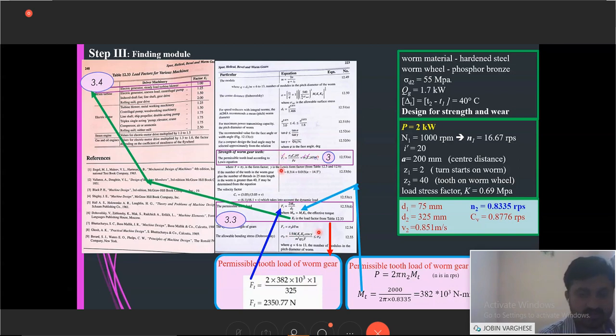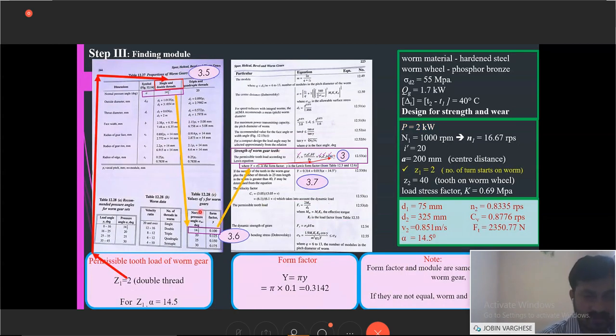And next we have to calculate the Y. Whatever I have found out, I'm always updating here. All the things which I previously found, I'm updating here. So we have calculated N2, CV, V2, everything is updated. Then we have to calculate the factor called Y. In fact, we know capital Y equal to pi into Y. Before that, we have to calculate the Lewis form factor. For that, first we take Z1 equal to the number of threads. It has 2 threads. So we go into single and double threads, on page number 244. We have to get the pressure angle.